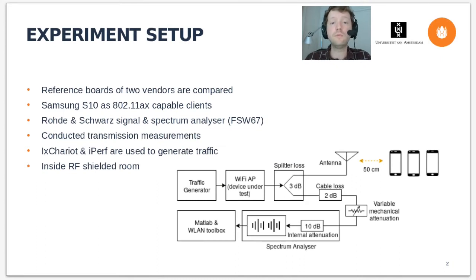First, I will describe the experiment setup. 2 reference boards of 2 different vendors are used in the experiments. For 802.11ax capable clients, Samsung S10 mobile telephones are used. The Rohde and Schwarz signal and spectrum analyzer is used to make spectrum captures of the transmissions. IxChariot and iPerf are used to generate the traffic. To eliminate interference, all experiments are performed inside an RF-shielded room.